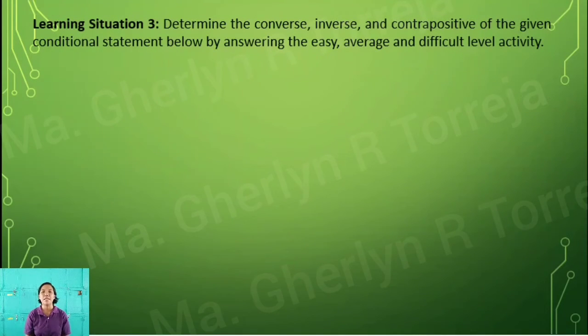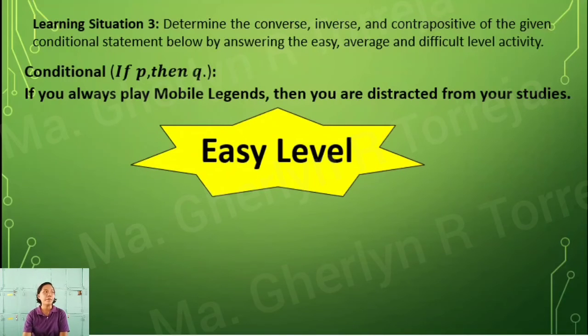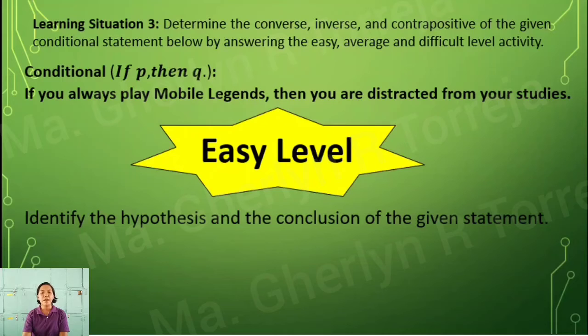Learning situation number 3. So, in learning situation number 3, you are going to write or to determine the converse, inverse, and contrapositive of the given conditional statement below by answering the easy, average, and difficult level activity. So, our statement is, if you always play Mobile Legends, then you are distracted from your studies. Okay, for the easy level, you're going to identify the hypothesis and the conclusion of the given statement. So, you're going to start now.